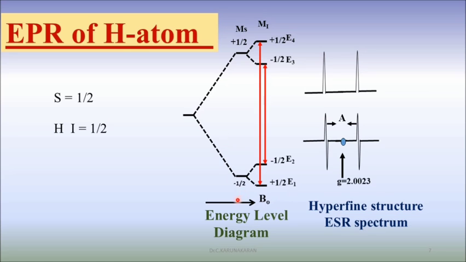In the case of ESR, minus 1 by 2 is the lowest energy state, whereas in the case of NMR, plus 1 by 2 is the ground state. Therefore, by following the selection rule, delta MI equal to plus or minus 1, there are two transitions. Therefore, there are two signals obtained due to hyperfine splitting due to I equal to 1 by 2. The hyperfine splitting constant is calculated from the spectra as shown here.